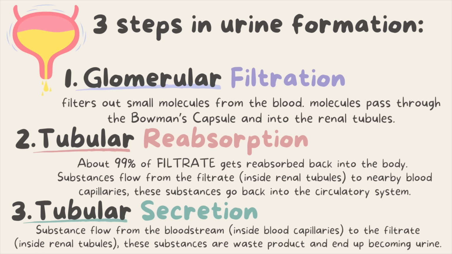Lastly, secretion takes place in the renal tubules. Certain substances like urea, creatinine, and potassium leave the bloodstream and go into the tubules. And anything inside the renal tubules at this point is going to become urine.